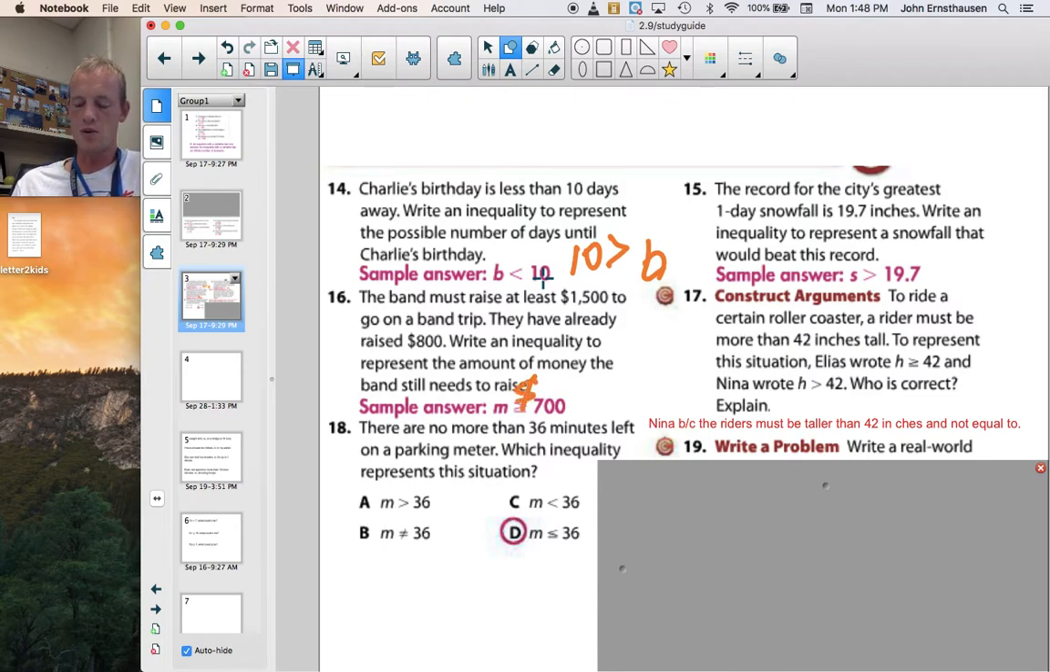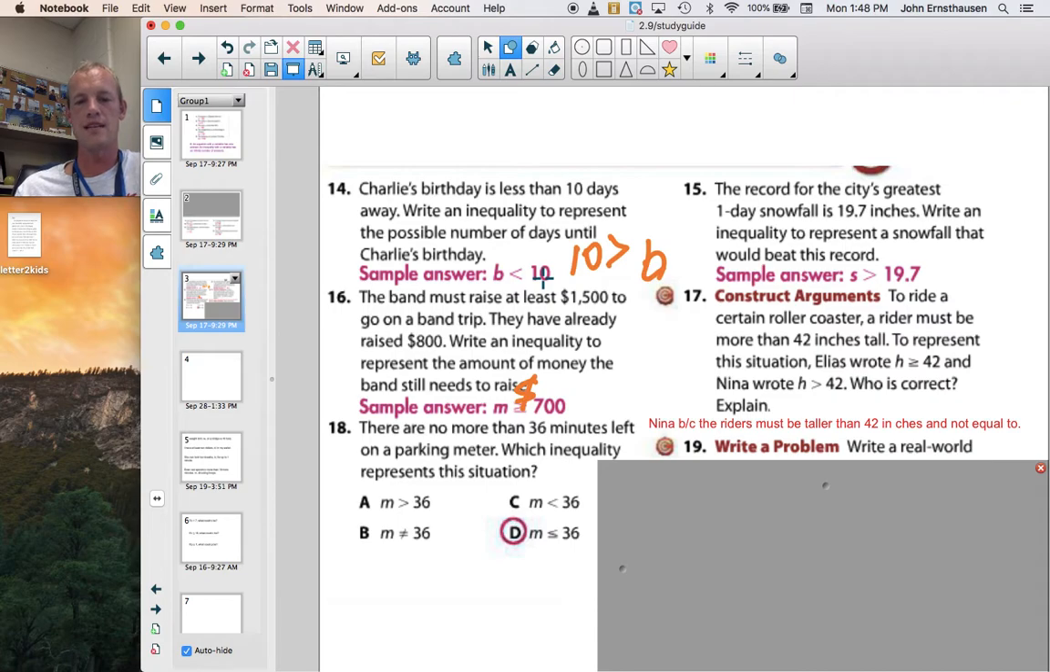17, to ride a certain roller coaster, a rider must be more than 42 inches tall. To represent the situation, Elias wrote H is greater than or equal to 42, and Nina wrote H is greater than 42. Who is right? Nina is right, Elias, because you said or equal to. It doesn't say equal to 42. It doesn't say 42 inches or taller. It says greater than. Again, a tough question.